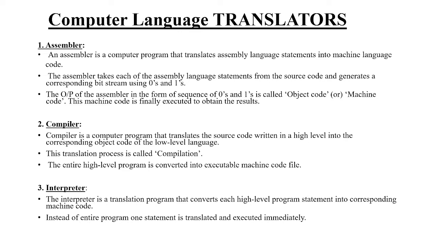So assembler takes each of the assembly language statements from the source code and generates the corresponding bit streams using zeros and ones, where machine language is a language which contains bit streams of zeros and ones. The output of the assembler is presented in the form of sequence of zeros and ones, where we are going to call it as an object code or machine code. And this machine code is finally executed to obtain the result.